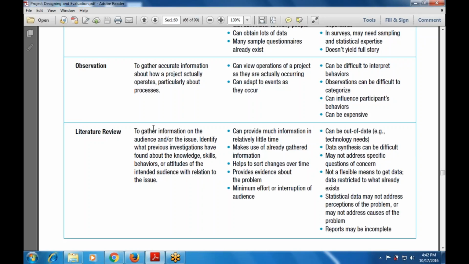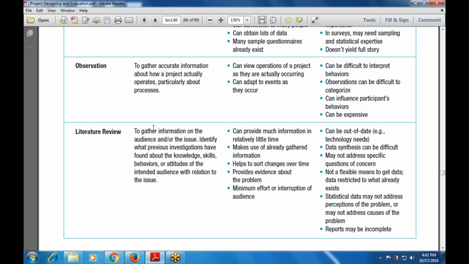So first one is it can provide much more information in relatively little time. Less time is used for the literature review. Then it makes use of already gathered information, whatever the scenarios, whatever the systematic tool that is available, so it will use already existing documents, already gathered information. Then it helps to sort the changes over time.